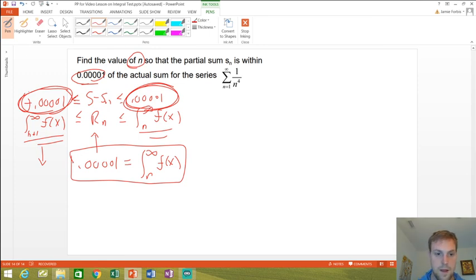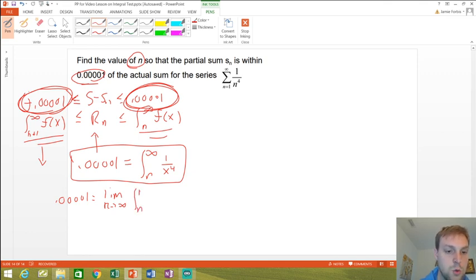So I'm going to do it this way. For the sake of space, I'm going to say f of x is the same thing as 1 over x to the 4th. And we're going to set that up. So we're going to say 0.00001 is equal to the limit as r approaches infinity of the integral from n to r of x to the negative 4th dx. Okay, I'm going to integrate it.